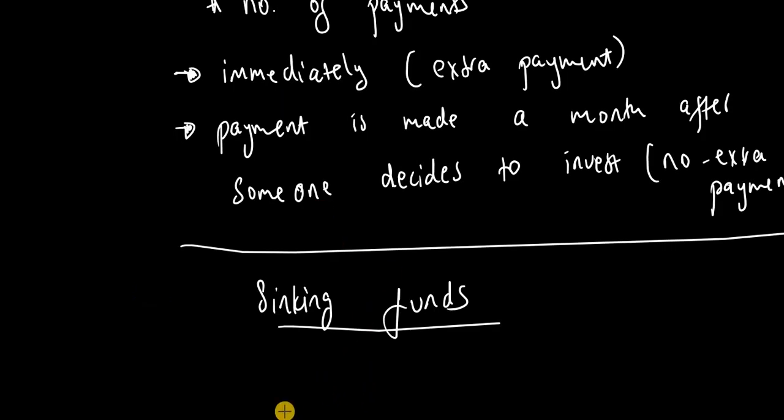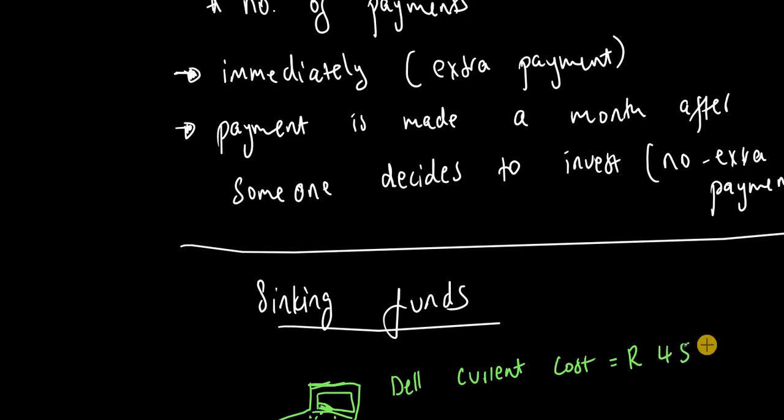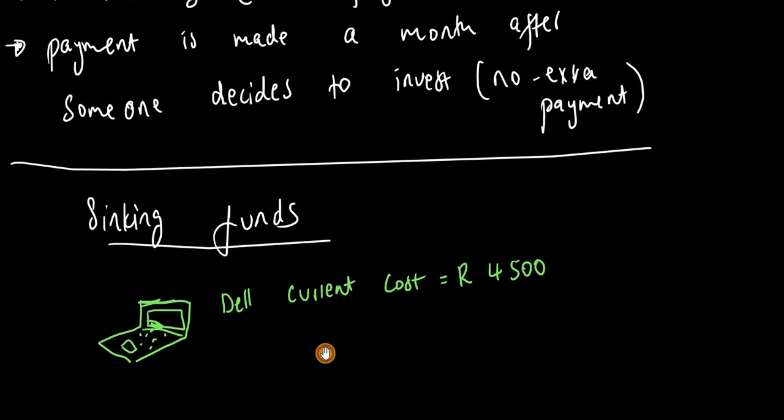Let's say you buy a laptop. Here's your laptop, a very nice Dell laptop you want to use at your company. The current cost, the one you bought it with, meaning the current cost in the shop, let's say you buy it at 4,500.